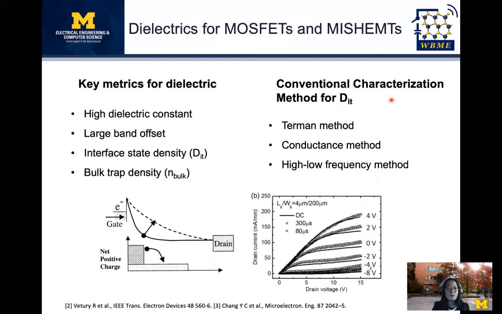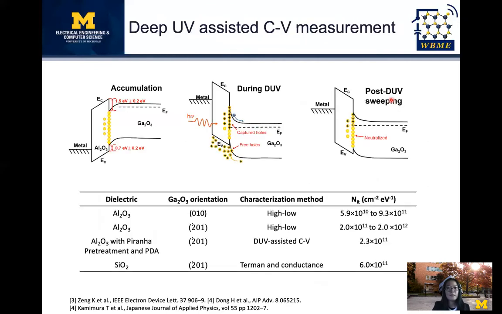There are several conventional characterization ways for it. However, they may be limited in probing the interface state profile over the whole bandgap of gallium oxide due to the long emission time of traps near the valence band. Recently, the deep UV-assisted CV technique was developed as an alternative technique to extract interface states for wide bandgap semiconductors. This technique utilizes deep UV illumination during depletion bias to make sure all the traps are ionized and can be extracted from the following CV measurement.